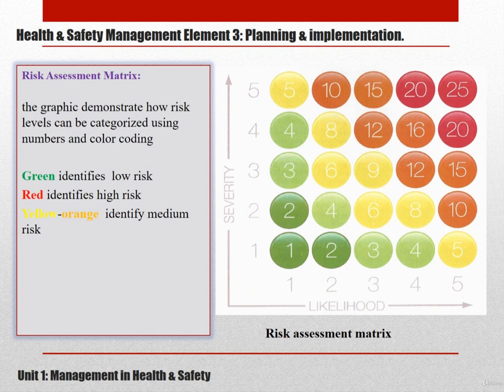Look at this example of the risk assessment matrix. As you see, likelihood is presented on the x-axis, while severity is presented on the y-axis. And this graphic demonstrates how risk levels can be categorized using numbers and color coding: green identifies low risk, red identifies high risk, while yellow and orange identify medium risk. So let's see an example to understand more.